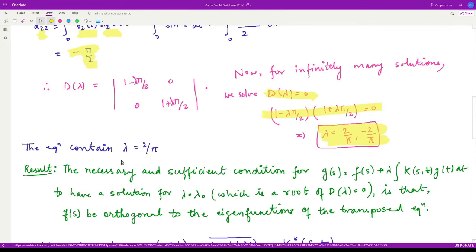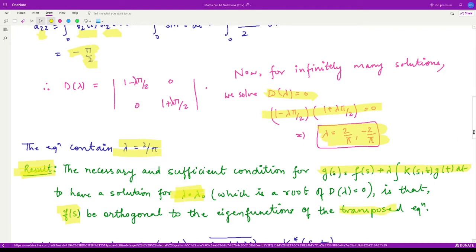Moreover, that means we are taking lambda equal to 2 upon pi. To check whether we have multiple solutions, let us look at this result. The result says the necessary and sufficient condition for the given non-homogeneous equation of the second kind to have a solution, when lambda is equal to lambda naught, in our case 2 upon pi, is that the given f(s) is orthogonal to the eigenfunctions of the transposed equation.